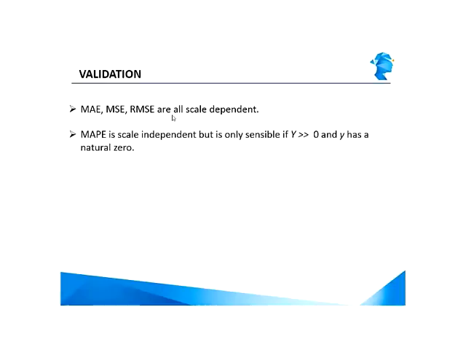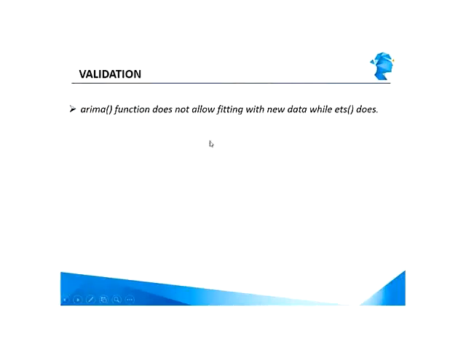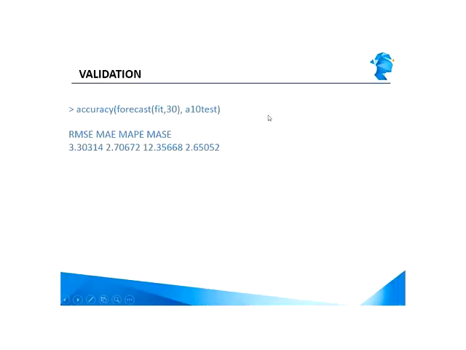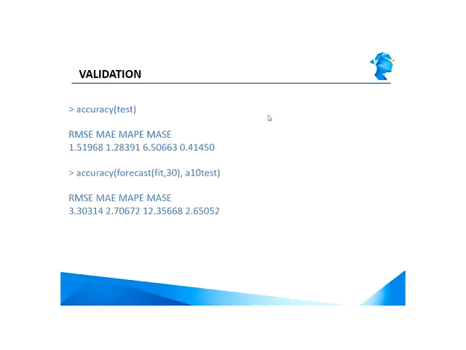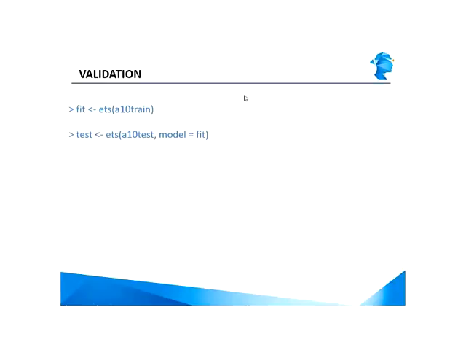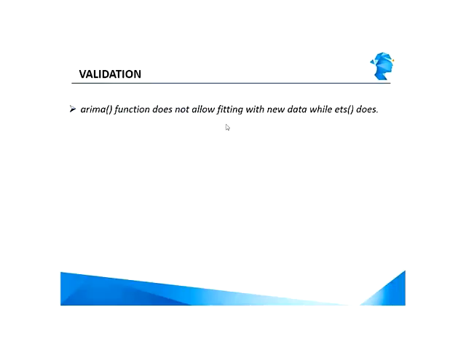Since we are talking about transformations, I also wanted to mention that when you do your forecasts, if you have transformed your data, always remember to transform it back before you interpret the forecasts. And one other key thing is that the ARIMA function does not allow you to fit with new data while ETS does. In ETS, we are fitting the test data with the model built on the training data, but ARIMA will not allow you to do that.